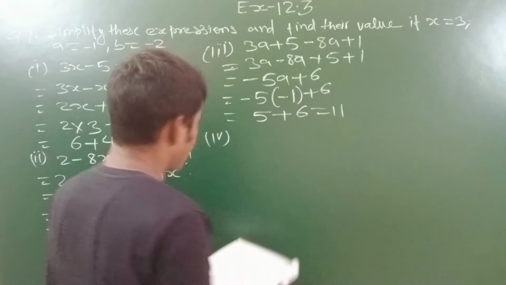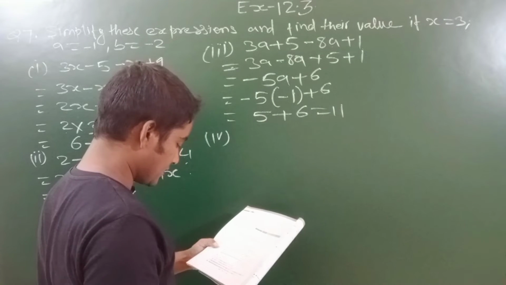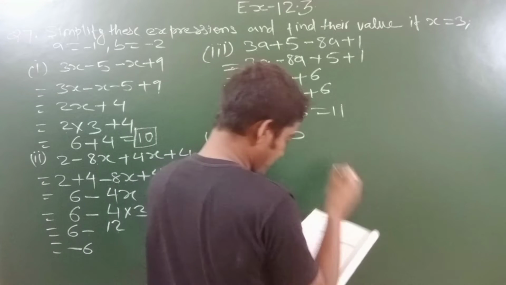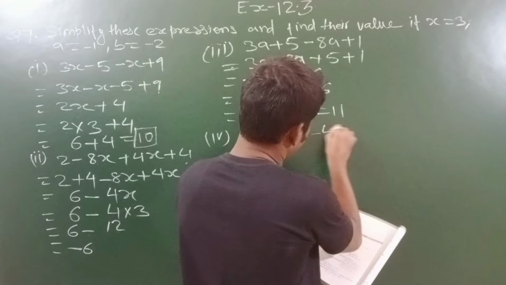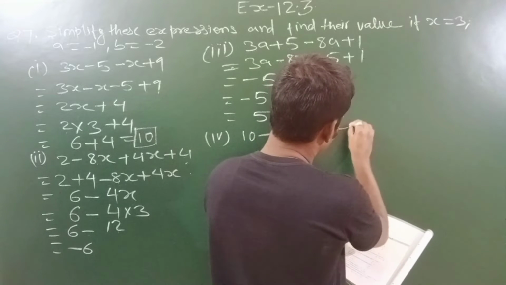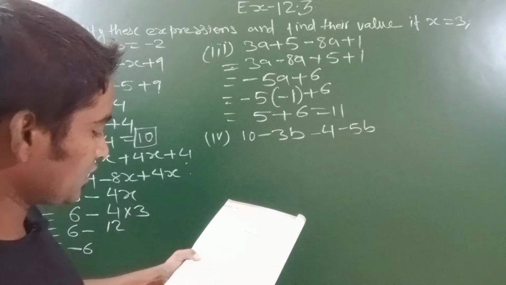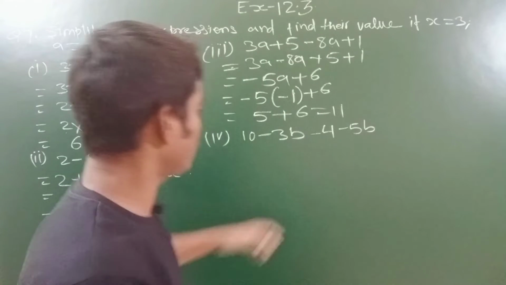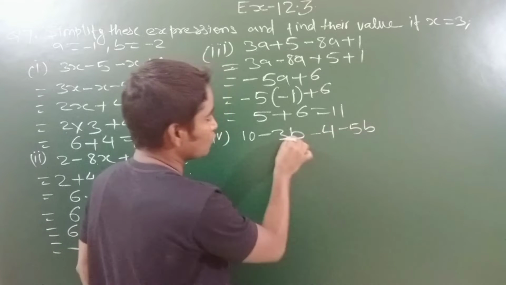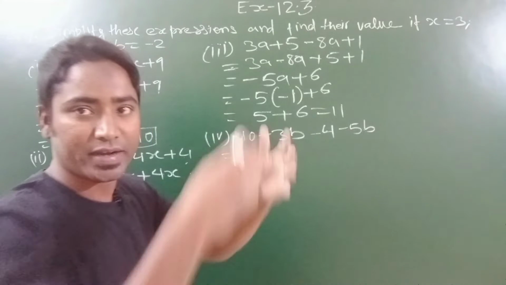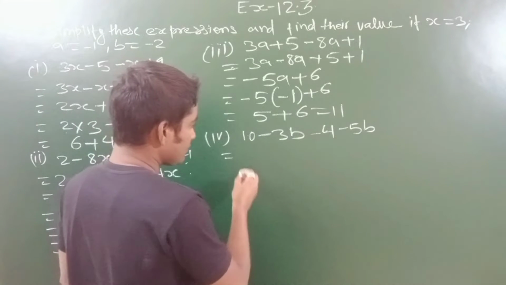The expression for segment number 4 is given as 10 minus 3b minus 4 minus 5b. Now again if you look at the expression, students, it is not in the simplified form. So first we will simplify it. You can see 10 and 4 are like terms, and both b terms are like terms, so write them together and get the simplified form of the expression.